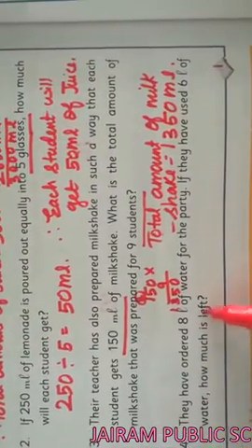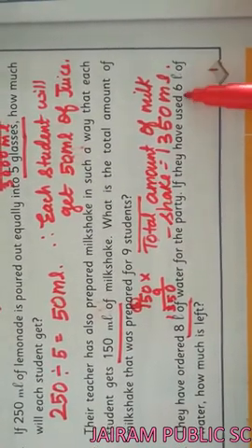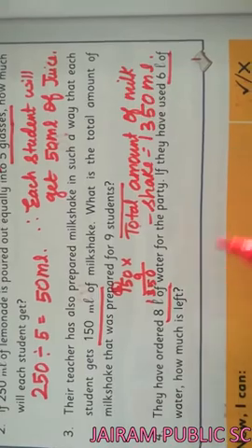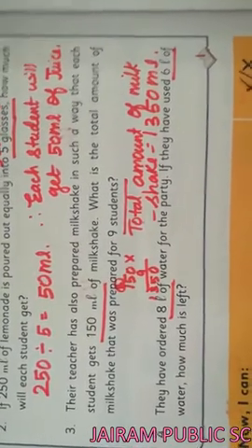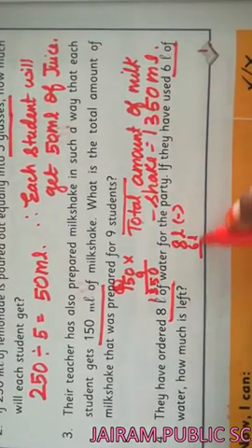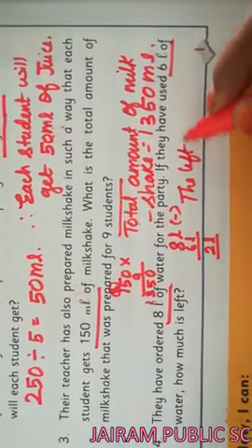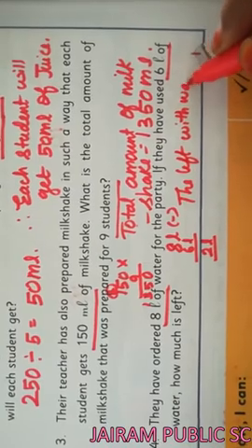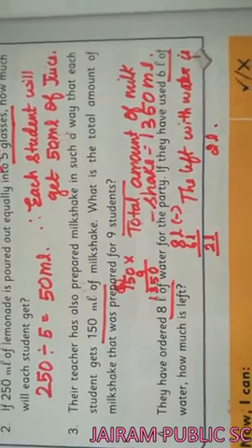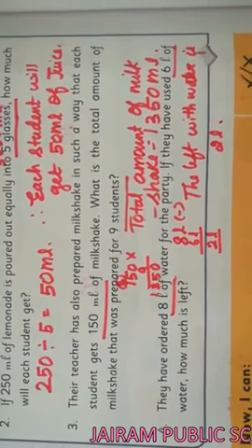They have ordered 8 liters of water for the party. If they have used 6 liters of water, how much is left? For that we have to use the operation subtraction. 8 liters minus 6 liters, it will be 2 liters. So they are left with 2 liters of water. Like that we have to use the operations addition, multiplication, division in the word problem, children.